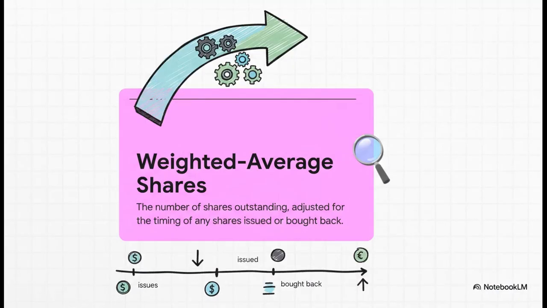We have to calculate what's called the weighted average number of ordinary shares, or WANOs for short. This method is brilliant because it accounts for the fact that a company might issue new shares or buy back existing ones at any point during the year. It gives us a much more honest picture of the capital base that was actually working to generate that year's profit instead of just a single snapshot in time.